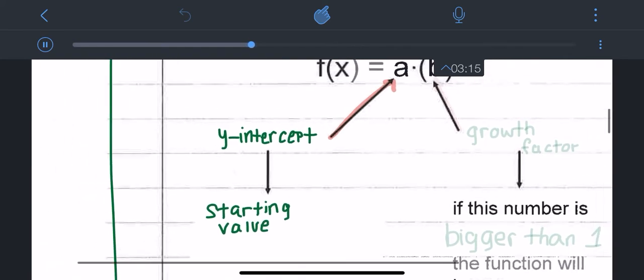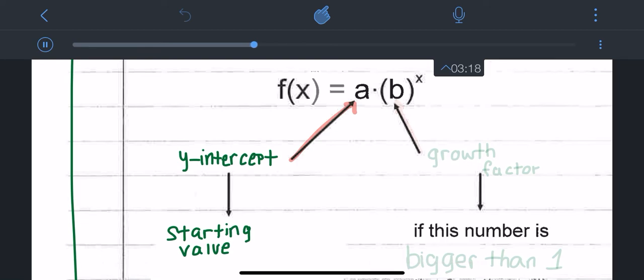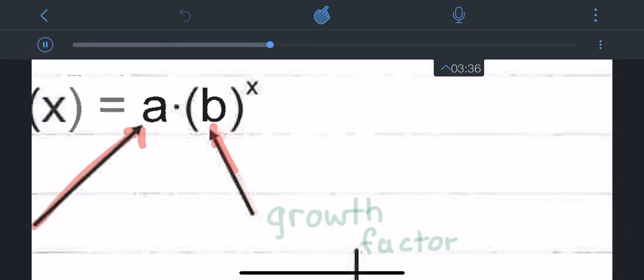Okay, so if we're talking about exponential growth, that could mean, well, if your situation is talking about how quickly a rumor spreads, then the starting value, the number that goes where A is, would be the number of people who knew the rumor on the first day. Okay, that's what you start with. Okay, and now the B, let's look at the next arrow. The number inside the parentheses is known as the growth factor.